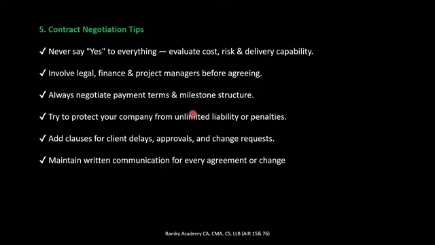And always negotiate the payment terms and milestones, and protect the company by moving from unlimited liability to limited liability and limited penalties. Any kind of client delays, approvals, and change requests, these clauses need to be clearly defined with a cap, defined deadlines, and defined approvals. Maintain written communication for each of the contract clauses and changes, because at the end of the day, the signed contract is valid for whatever terms they agreed, in order to protect the interest of both parties.